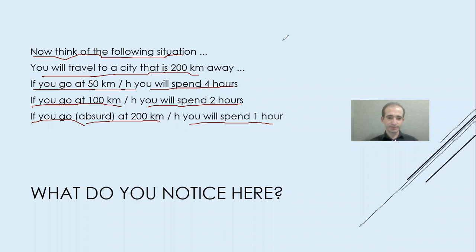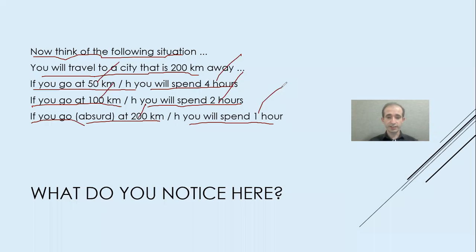What did you notice here? What's the pattern? There is a pattern. Well, in this situation, you can see that we have two kinds of information, distance and speed. With the first speed, 50 kilometers per hour, you will spend 4 hours. The second speed, 100 kilometers per hour, you will spend 2 hours. With 200 kilometers per hour, you will spend 1 hour.